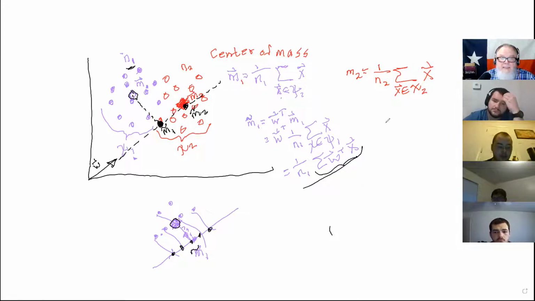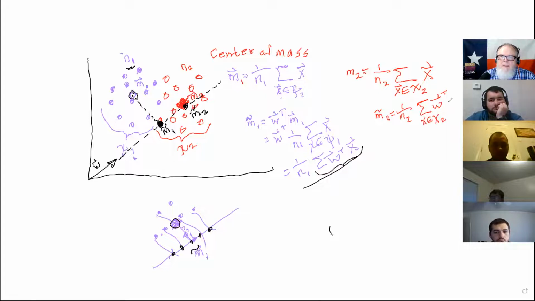And I think you can see that M2 twiddle is very similar to this. It's equal to 1 over N2 just by symmetry. And this would be all of the x's in chi2. So does that make sense? It's kind of very interesting. I think it's interesting. Okay, so we have these individual projections.